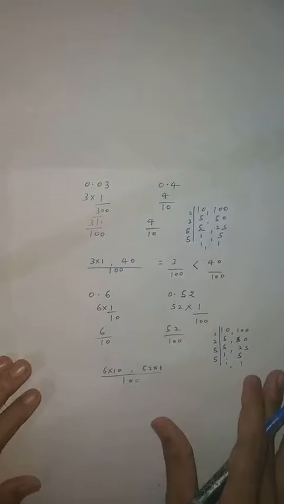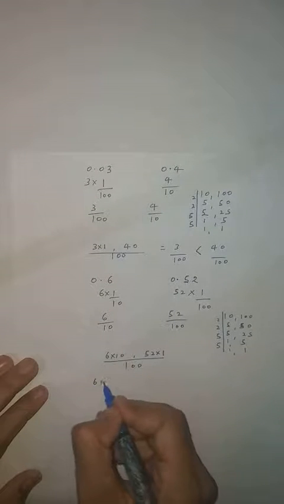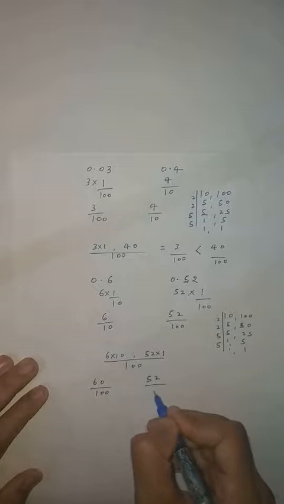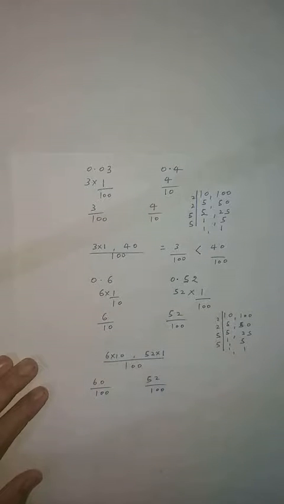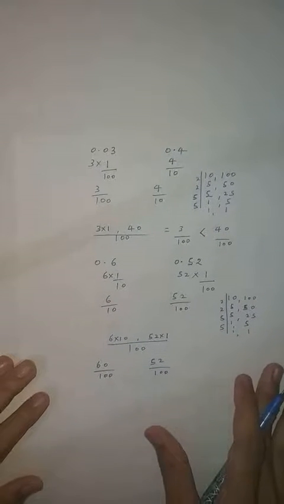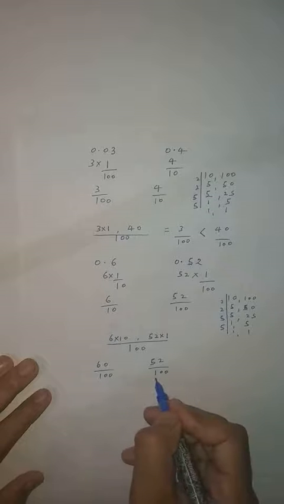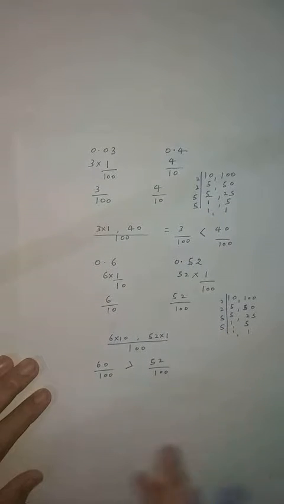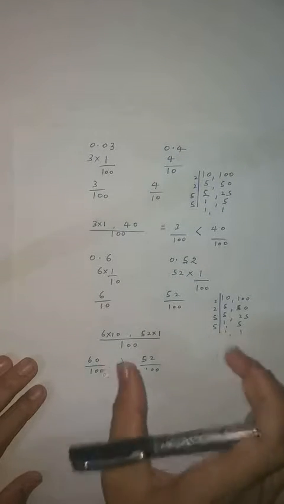Clear? Now you know that this will become 60 upon 100, and this will become 52 upon 100. Is that clear, student? Now easily you can say which one is greater. The denominator is equal, student, so you can see easily that 60 is greater than 52. Acha, this is the basic concept.